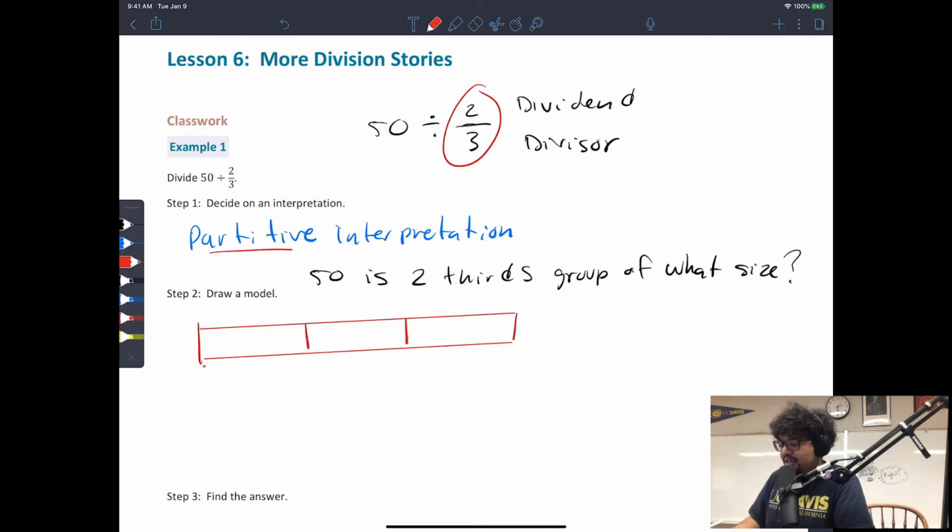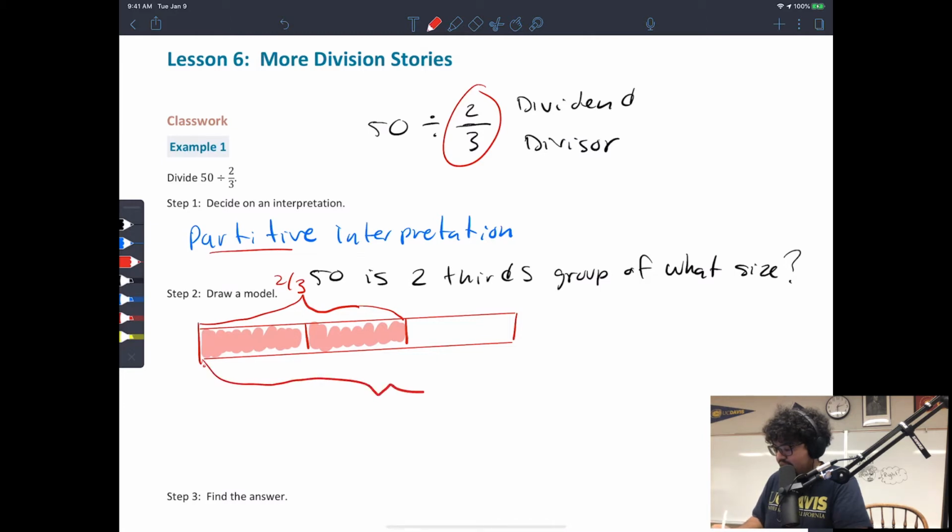So then I'm going to need to shade 2 out of the 3. Okay, so there's 1, and then there is a second one. Now, this represents 2 out of 3, which is my second fraction, right? But that also tells me that those 2 out of the 3 is 50, right? Of a number that we don't know. So we don't know that number, but what we do know is that those 2/3 represent 50. We do know that, right?